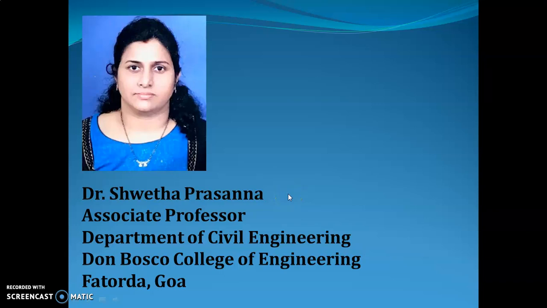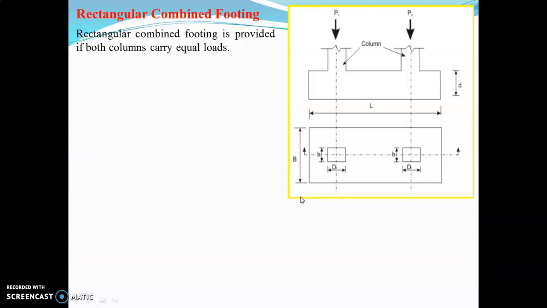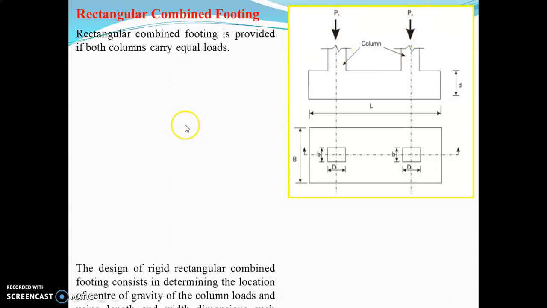Hello, my dear students. Let us continue with the rectangular combined footing. A rectangular combined footing is provided if both columns carry equal loads. You can see here, these are the columns and this is the load acting on the column.